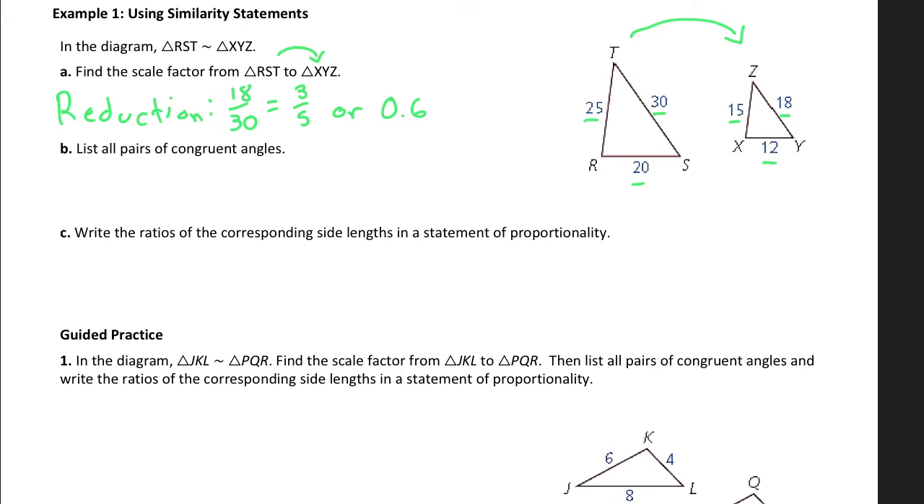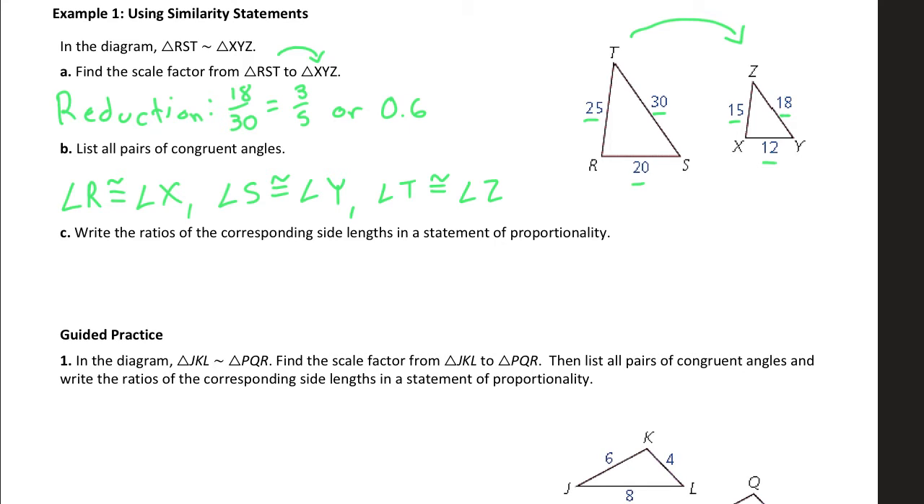The second part is listing the pairs of congruent angles. You just have to look at which angles correspond to each other, and I go back to the similarity statement. Angle R is congruent to angle X, because they are both the first angle in our similarity statement. Angle S is congruent to angle Y. They're the second angle in our similarity statement. And then angle T is congruent to angle Z, because they are both last in our similarity statement.